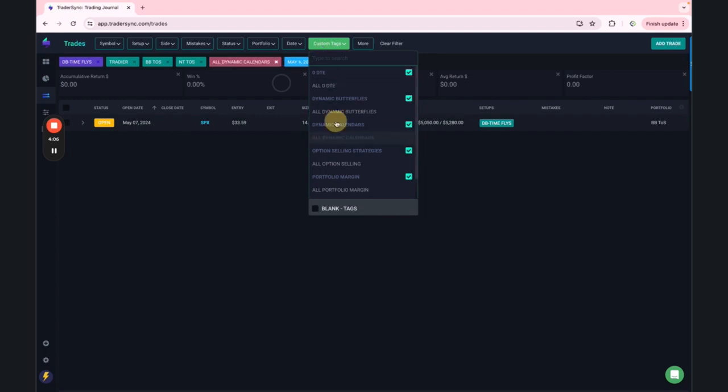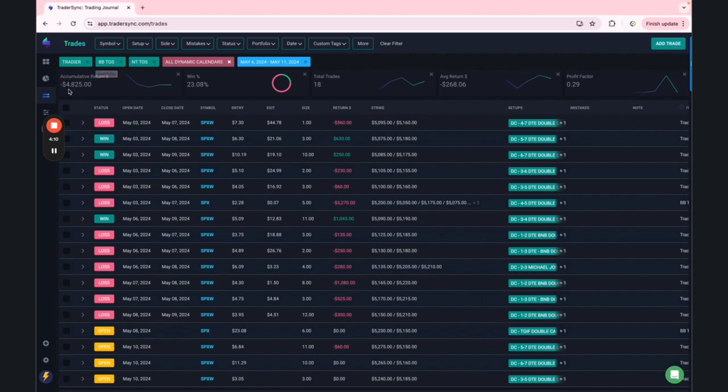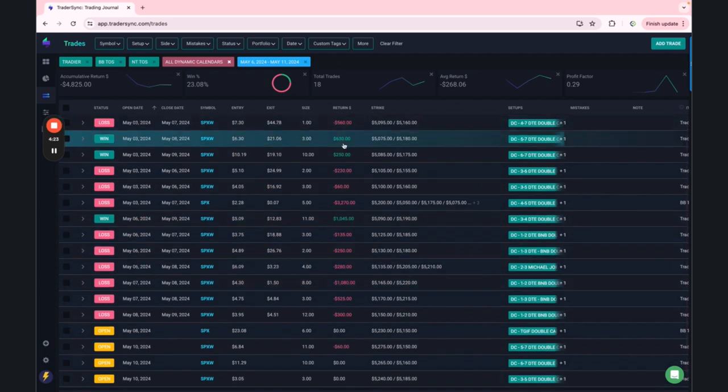On calendars, red week, minus 4,800. Had a 4-5, which performance has been fantastic on, but a decent loser there, minus 3,200. And then some other losses here. Only three wins on my calendars for the week.